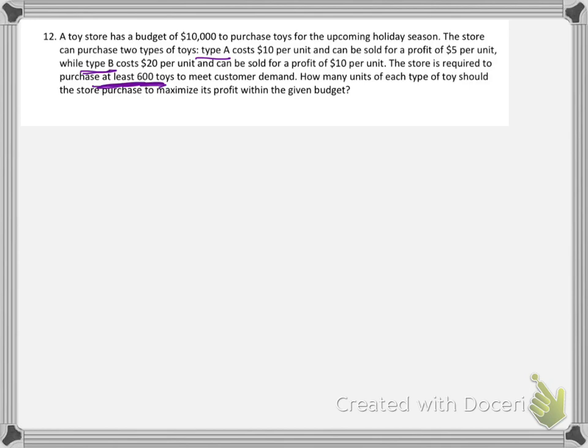Okay, so now let's write down the cost part. For type A, let's use X toys, and then for type B, let's make Y. Y type B toys, right? So what is the cost for each toy? Type A, we got $10. So the total cost for type A is 10x. And then the total cost for type B is 20y.